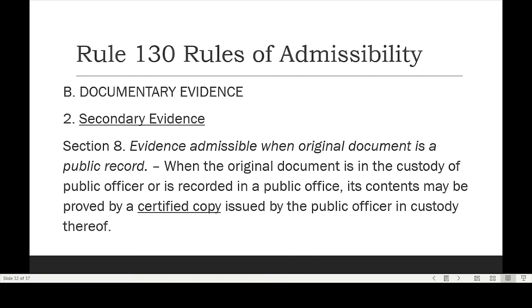Okay, section 8. Again, another instance of an exception to the original document rule. Okay, when the original document is in the custody of a public officer or recorded in a public office. Okay, it's a public document and it is under the custody of a government institution or government agency. Okay, so in that case, it may be proved by a certified copy issued by the public officer in custody thereof. So, the secondary evidence here is the certified true copy of that original document. Okay?